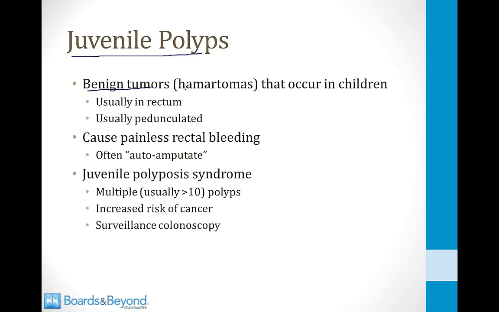These are benign tumors. They are hamartomas that occur in children. And you may know that a hamartoma is a disorganized mass of normal tissue elements, so there's no dysplasia occurring. They usually develop in the rectum and they are usually pedunculated. They can cause painless rectal bleeding. They often auto-amputate, which means they just fall off and begin to bleed, and this can present as bleeding in a child or less commonly in iron deficiency anemia.